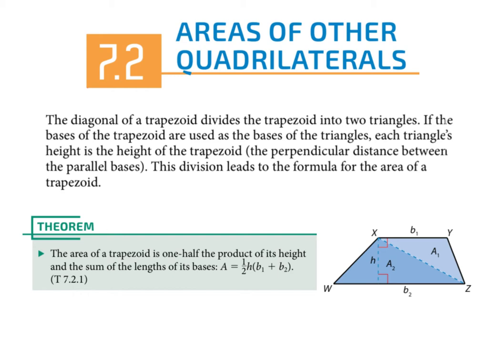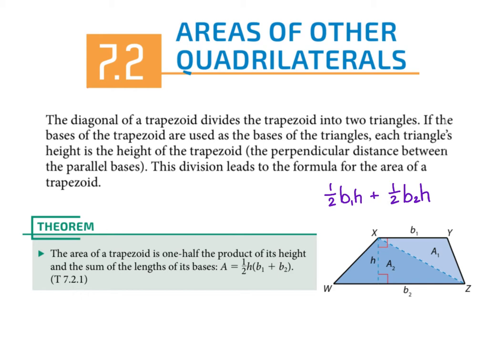Now what you will notice, however, is that the height of the two triangles is the same, but the bases are not. So you basically have 1/2 times the base of your first triangle times the height of your first triangle, which is just the height. And then you add to it the second triangle, which is 1/2 the base of the second triangle times the height.